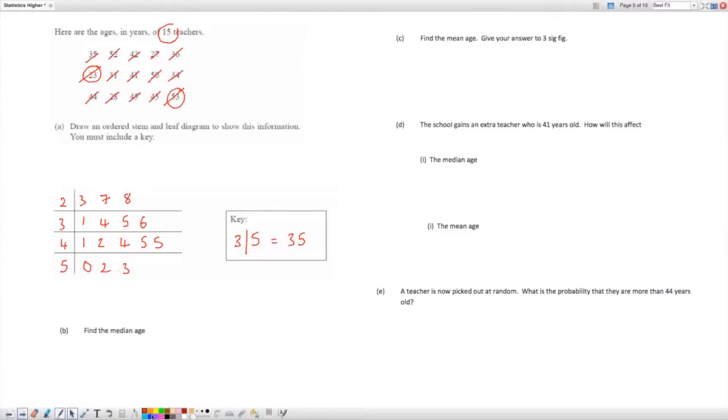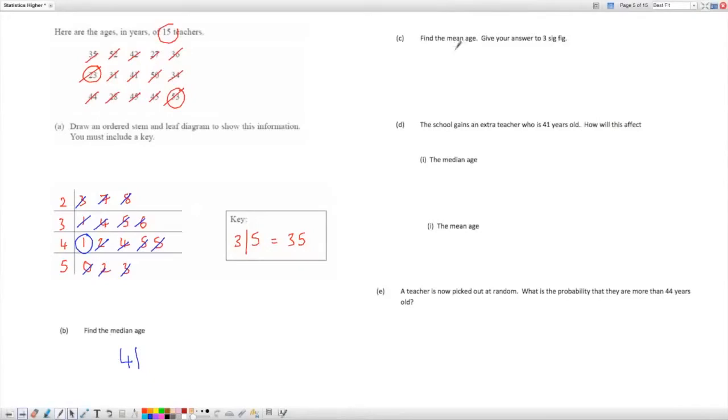Now we're asked to identify the median age. The median age is the number in the middle. So starting from here, crossing off our smallest and our biggest, our next smallest, our next biggest, our next smallest, our next biggest. We see crossed off the bottom 3 here and the top 3 here. The next smallest, the next biggest, smallest, biggest, smallest, biggest, smallest, biggest. We have one number in the middle here, which is 41. So the median age is 41.